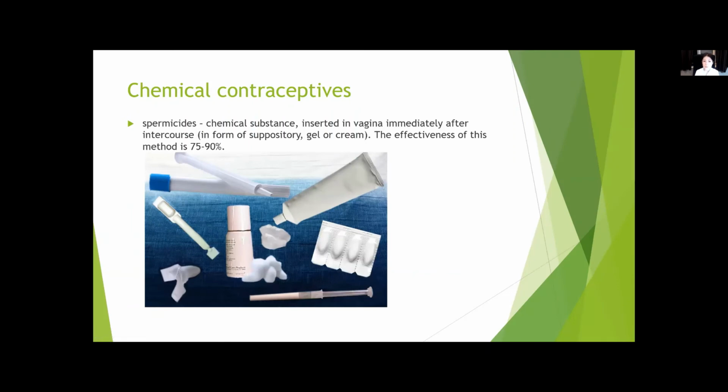Chemical contraceptives means spermicides, a chemical substance which is inserted into the vagina immediately after intercourse in the form of suppository, gel, or cream. The substance damages the sperm because it is mostly acid. Sperm is slightly alkaline. The effectiveness of these methods is from 75 up to 90%. It is quite low effectiveness.